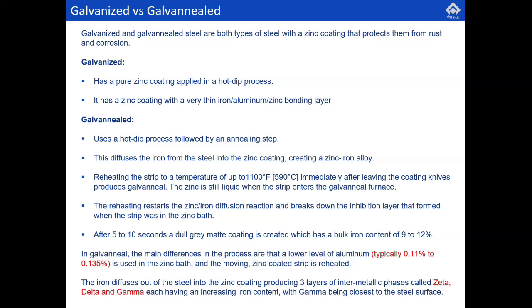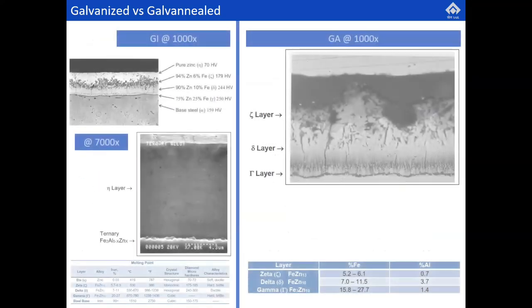Galvannealed is basically annealing after galvanizing, where after the strip passes through the zinc pot at around 460 degrees, it is reheated again to around 580 to 590 degrees, which allows the iron in the strip to diffuse into the zinc coating and create what we call three different layers.